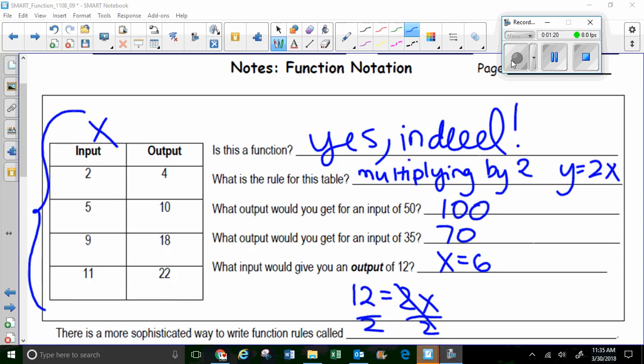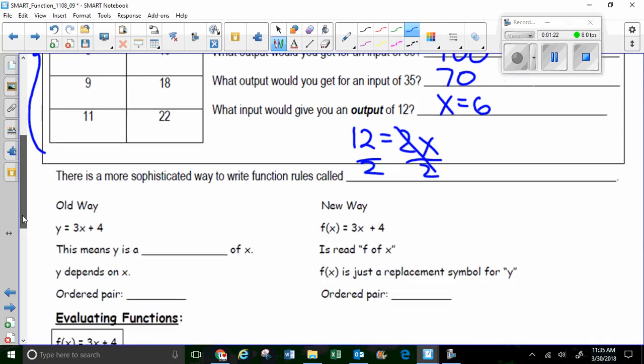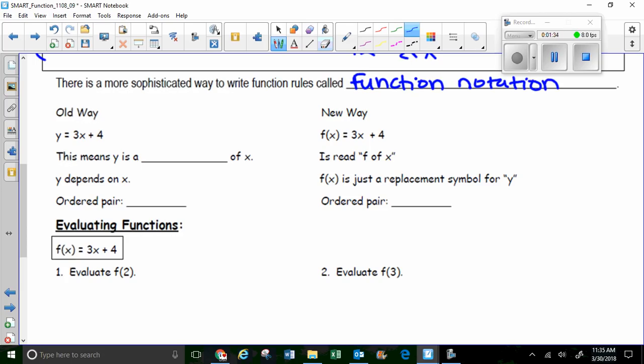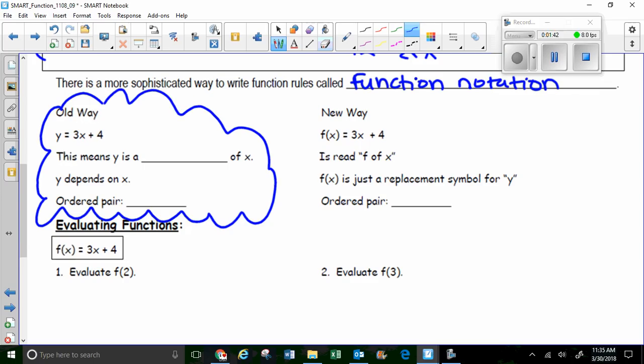So there you go. Now, here's the deal. There is a more sophisticated way to write function rules, and it's called function notation. So if you check out the old way, this is what we used to do. We used to write equations y equals 3x plus 4. This means that y is a function of x. In other words, y depends on x. So the ordered pair we write is x comma y.